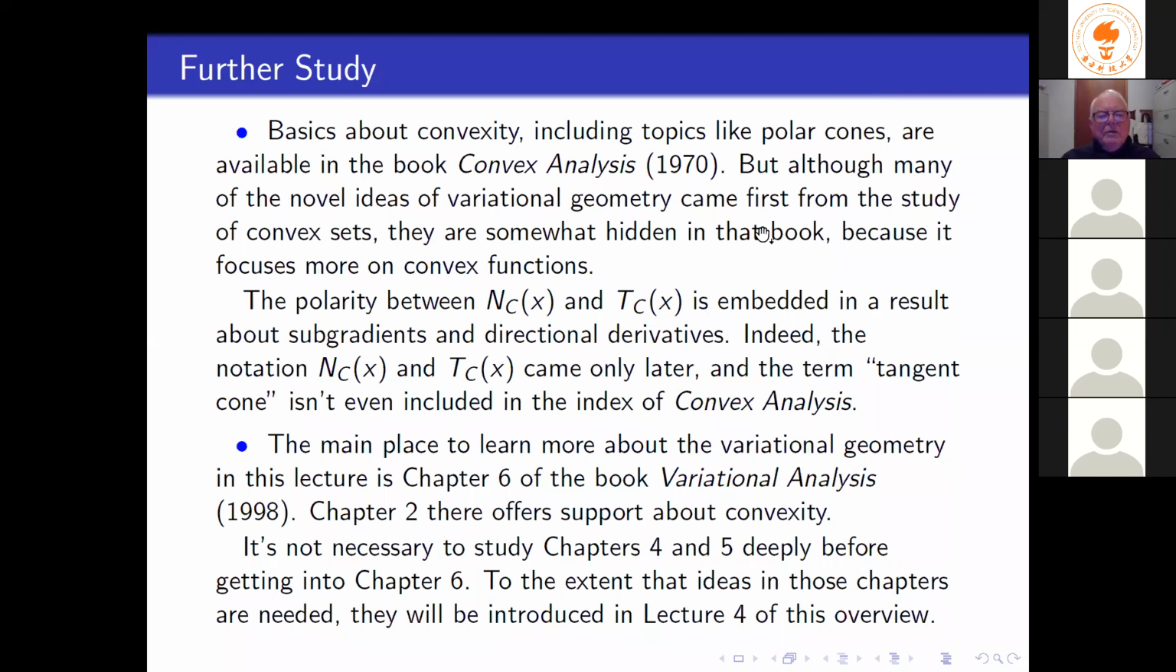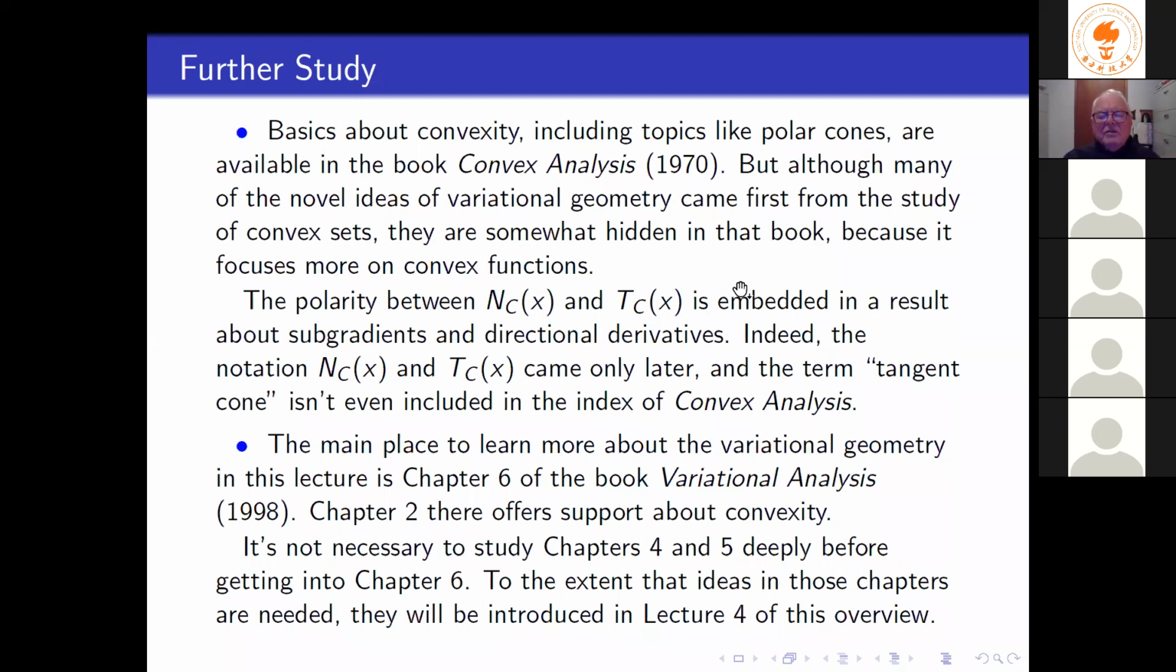For example, the notation for a normal cone is never in this book. What you see instead of the normal cone is the subgradients of the indicator function. Well, it's true that the normal cone is a subgradient of the indicator function, but something's missing. And then also the tangent cone. So all of this is embedded in the theory of subgradients. We look at the directional derivatives of the indicator function, the subgradients of the indicator function, but the simplicity of these polar cones that I try to emphasize here is lost.